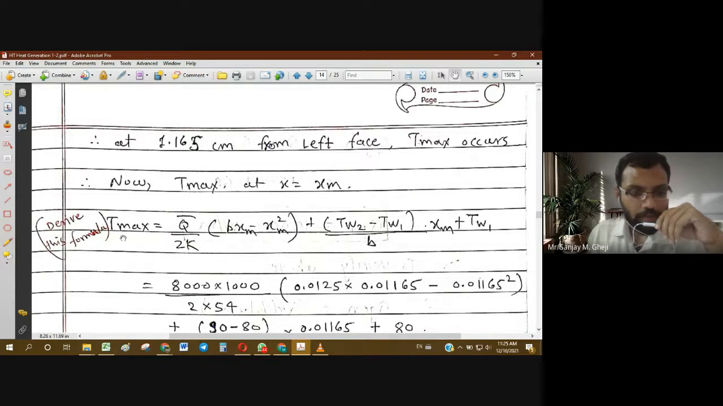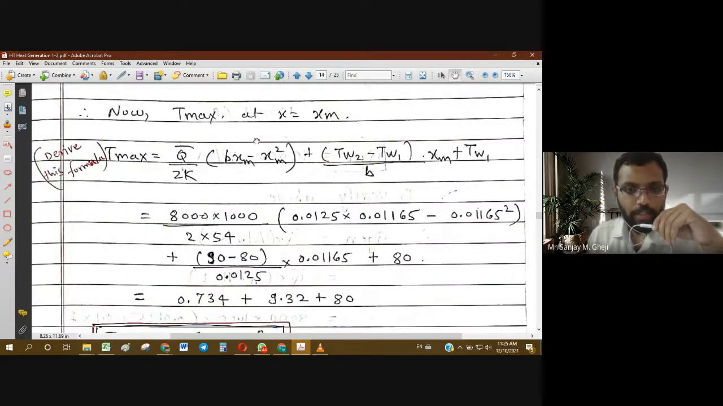So again, we have to derive the equation of temperature, and when you put x equal to xm, you will get T max. So T max equal to q bar by 2k into b into xm minus xm square plus Tw2 minus Tw1 divided by b into xm plus Tw1. Now only you have to put in the values.